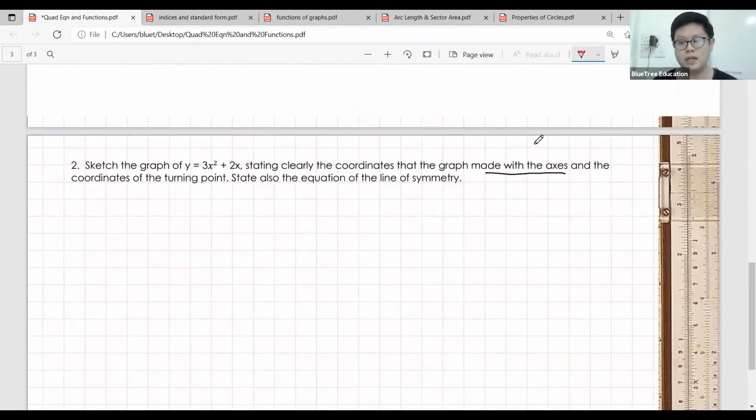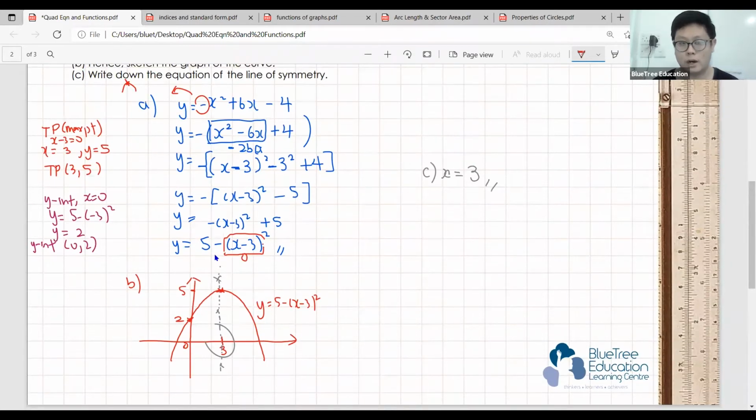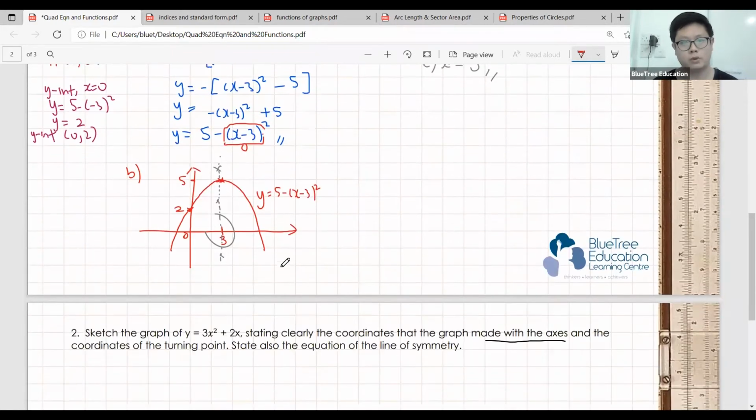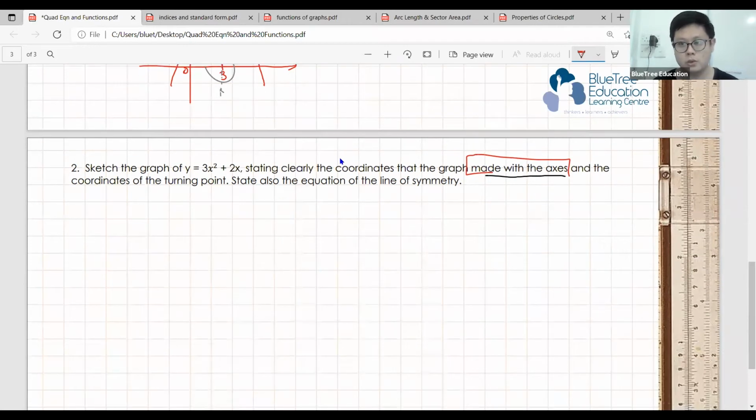All right. Previously, I shared that the two things you must have for sketching a graph are always the y-intercept as well as the turning point. But for today, take note that it will also include the x-intercepts because of the instructions mentioned here. All right, so the first thing we'll do is try and factorize out the common factor.